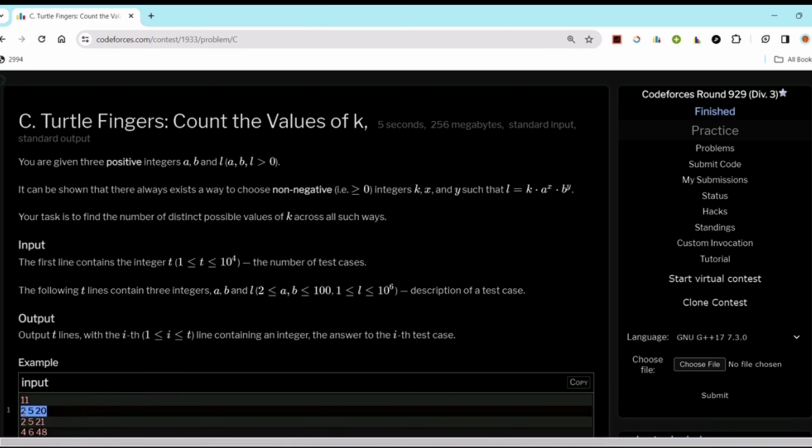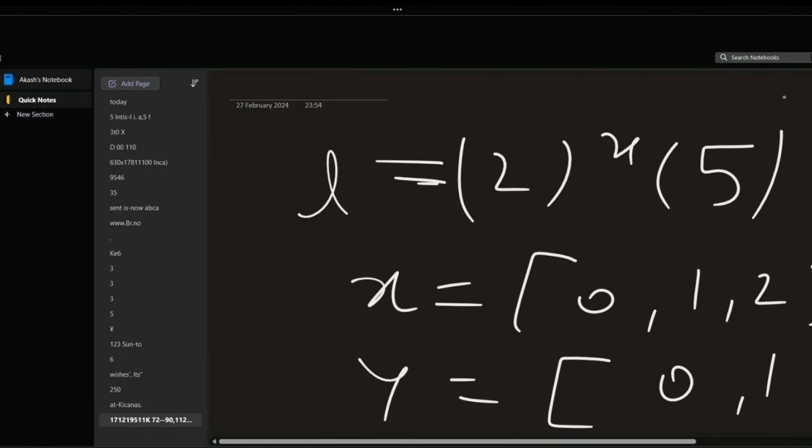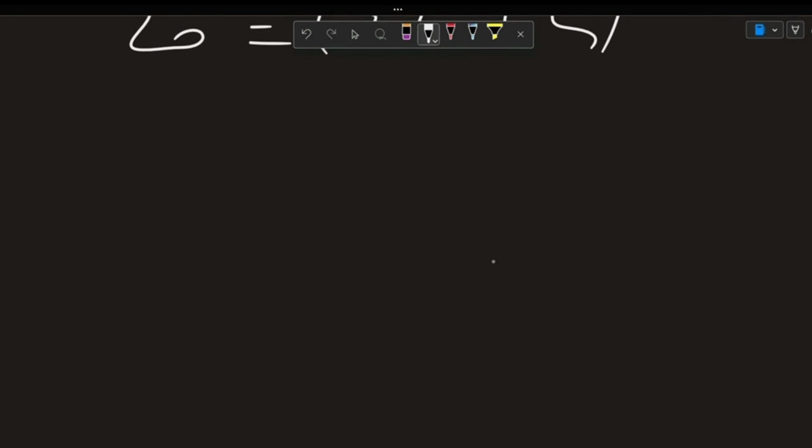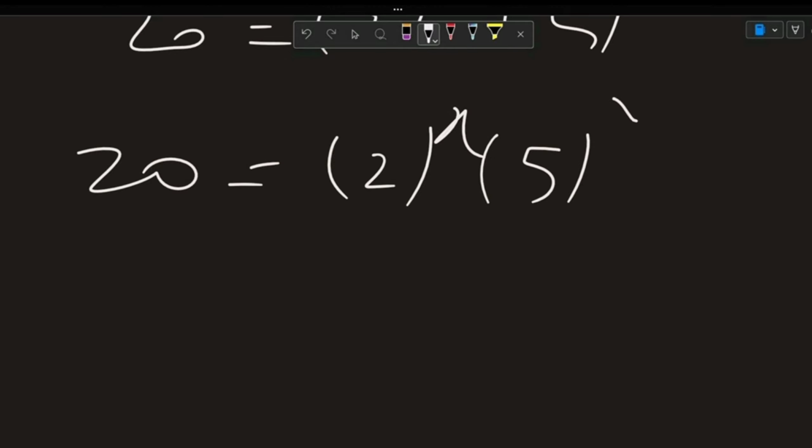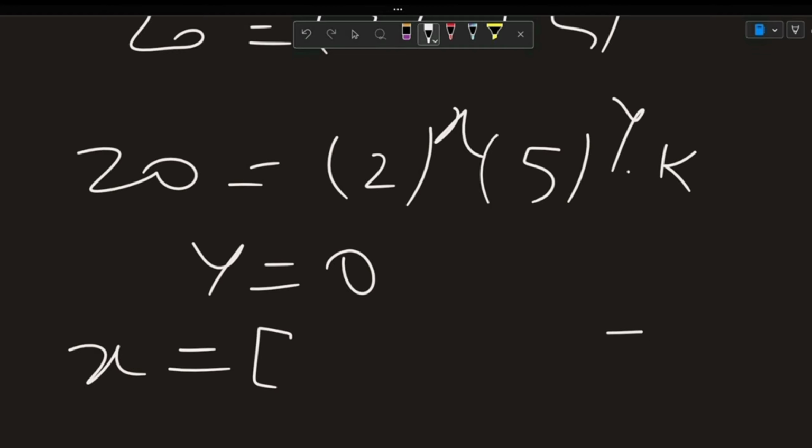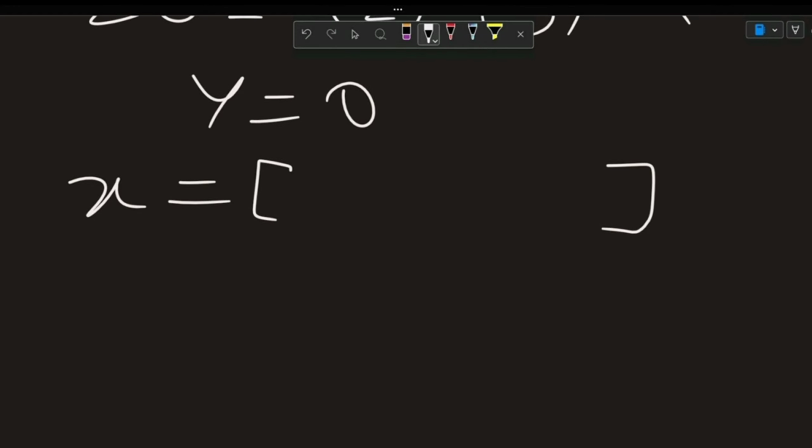Let's take this example: 2, 5 and 20, and I will explain it using this. These are the possible combinations I have already written, which will make it easier to understand. So let's say 20 equals k times 2 raised to power x times 5 raised to power y. How am I going to find the possible values of x and y? Let me show you. Suppose y is equal to 0. For this, what are the possible values of x, and what are the possible values of k?